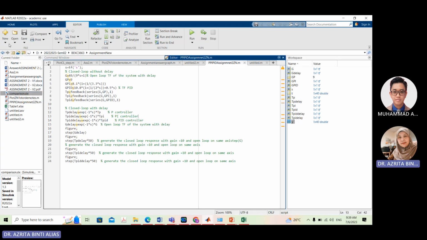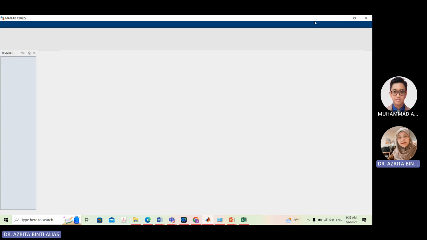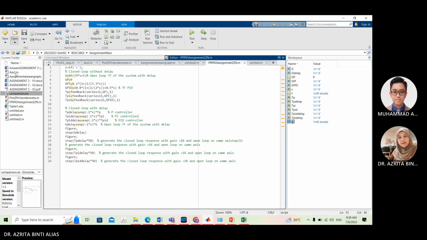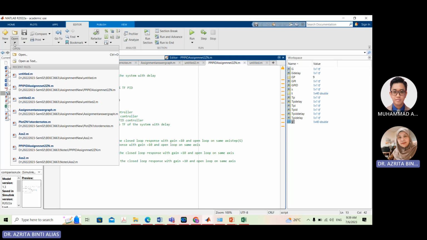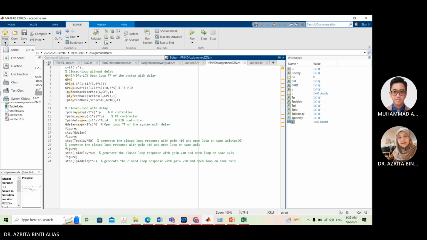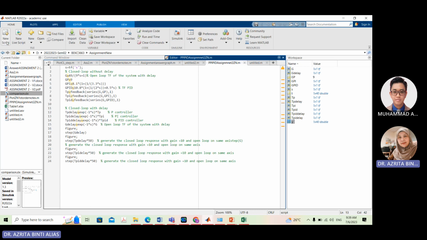So you can open your Simulink file here, at New. Not at New, at Open. Open. Where is Open? Where? At Home, at New, Simulink model.